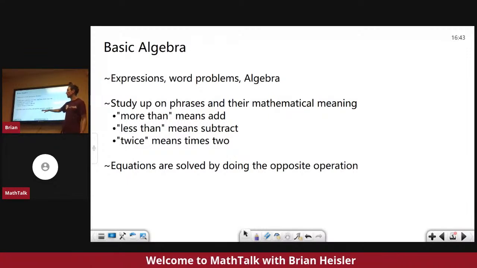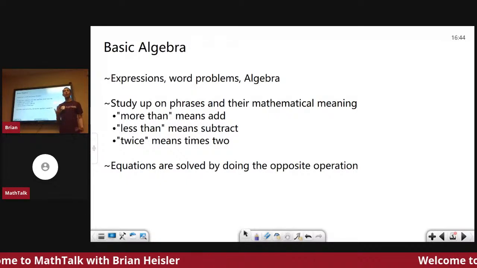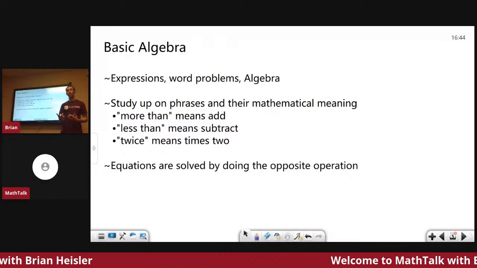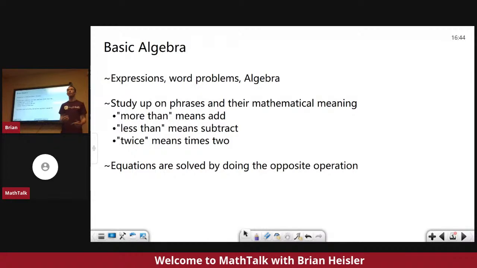And then when you get to equations, one of the rules I've always been taught that's helped me out a lot is equations are solved by doing the opposite operation. If you want to solve an equation, just do the opposite of what's happening in that equation.